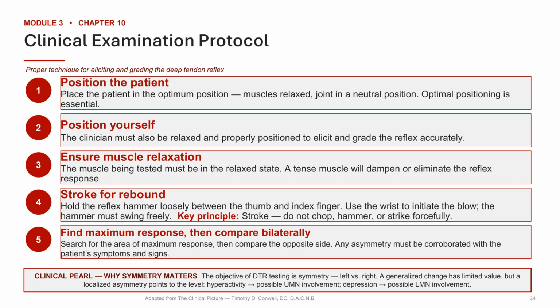And the pearl at the bottom is the objective of the entire exercise. What you are looking for is symmetry. A generalized change has limited value on its own. A localized asymmetry points to the level, hyperactivity suggesting UMN involvement, depression suggesting LMN.